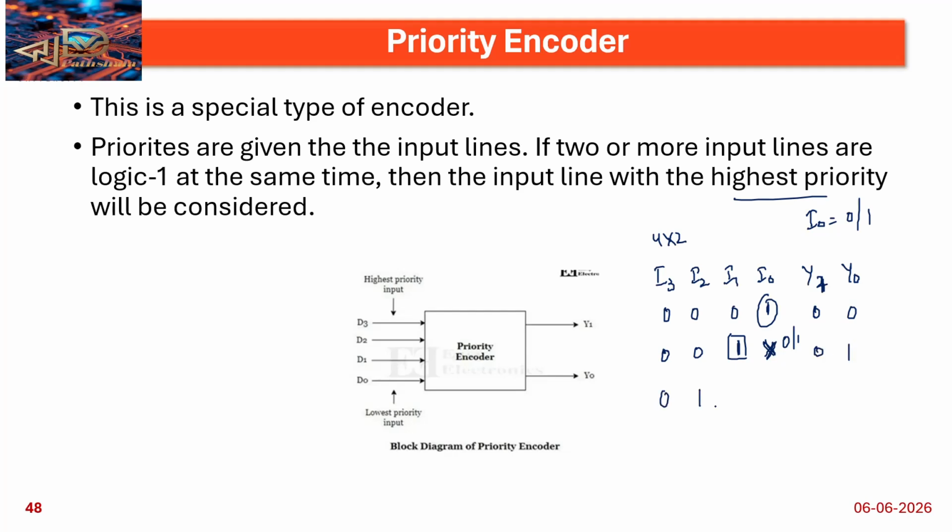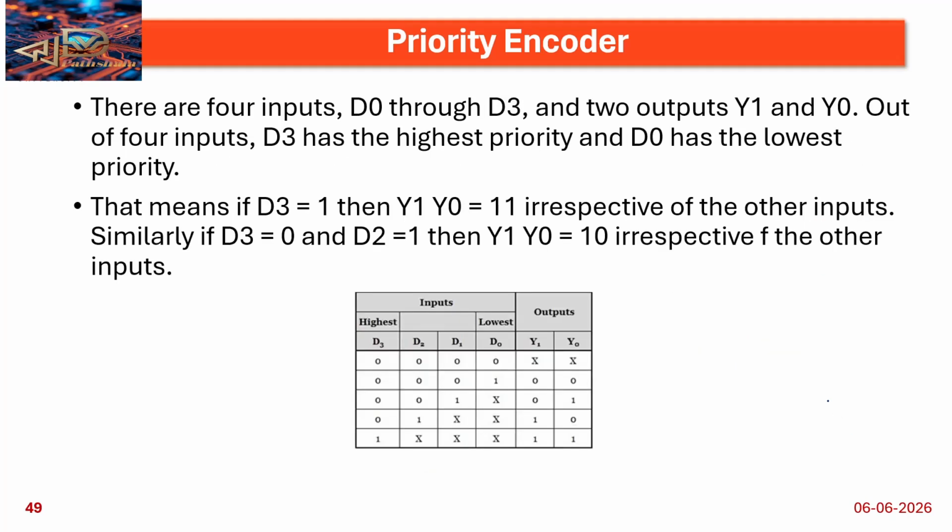Again 0, 1, but I1 and I0 both are don't care values. And then for Y0, what is the equation we are getting here? This one is 1, 0. Then this is 1 and this one is a don't care value, so I'm getting 1, 1. Based on this, we need to do the K-map.